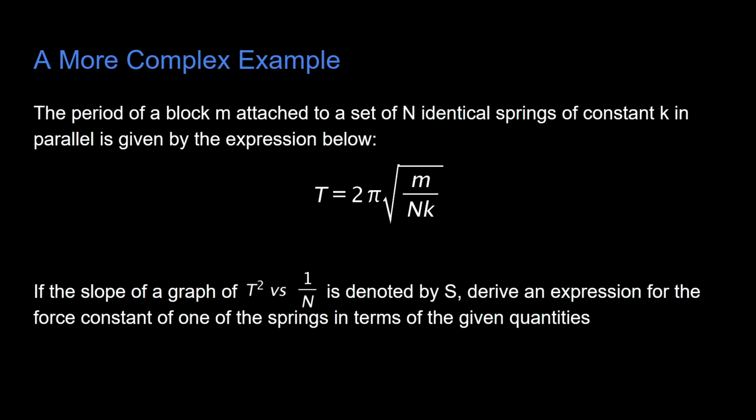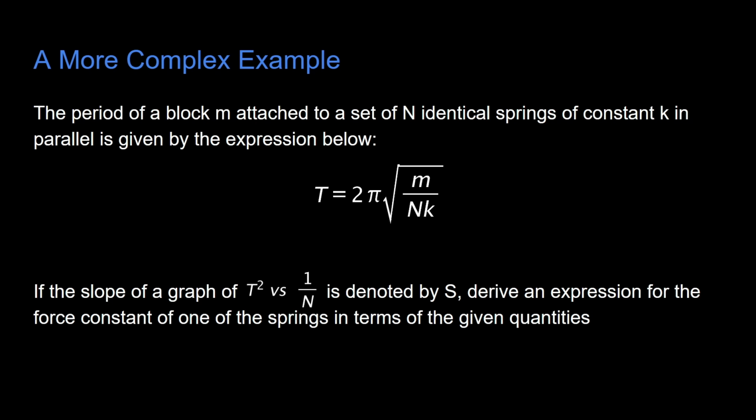A more complex example, this comes from 2023. This expression was derived earlier in the problem somewhere, where the period of a block of mass m attached to a set of n identical springs of constant k is given by this expression: T equals 2 pi square root of m over nk. And suppose the slope of a graph of T squared versus 1 over n is called s. Derive an expression for the force constant of one spring using these quantities.